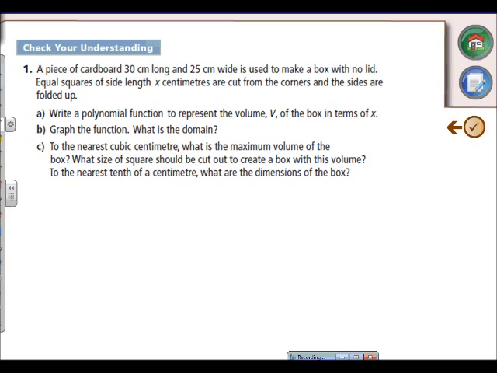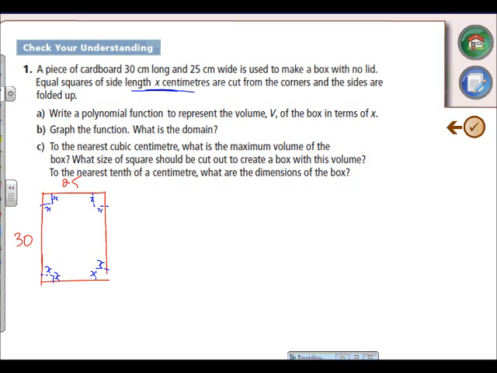Now, question number 1 here. A piece of cardboard 30 centimeters long and 25 centimeters wide. So let's just do a quick drawing of that. 30 centimeters long, 25 centimeters wide. We're taking out an x centimeters by x centimeters square out of each corner.